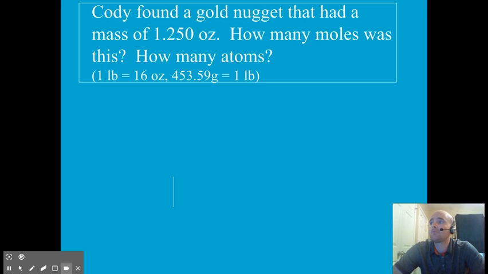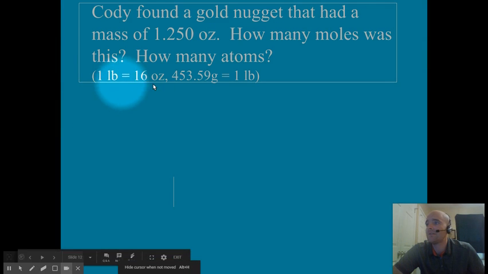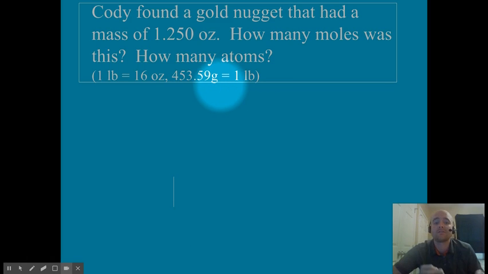Let's get a warm-up problem in here. If Cody found a gold nugget that had a mass of 1.250 ounces, how many moles was this? How many atoms? Notice that the extra information here is provided for you, so you'll need conversion factors. The AP test is not in the habit of giving you extra information. Everything that is in the problem is almost always designed for that question. So that is a good thing, right?